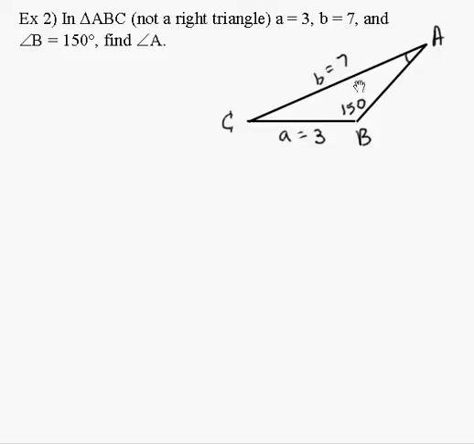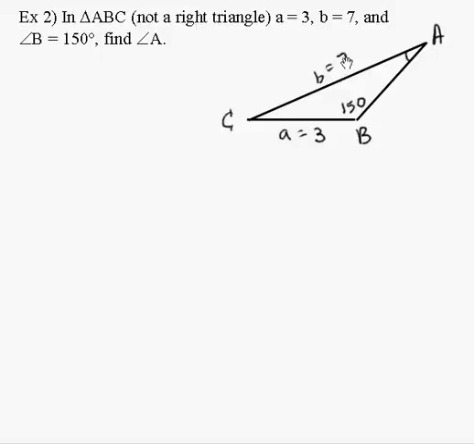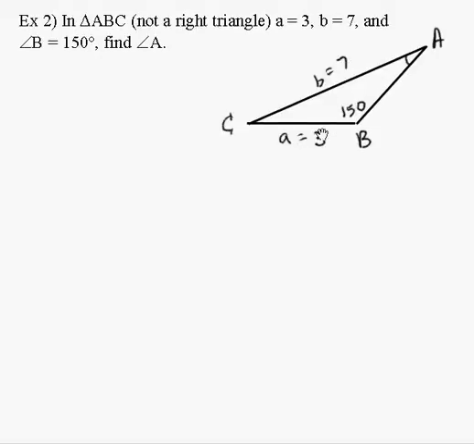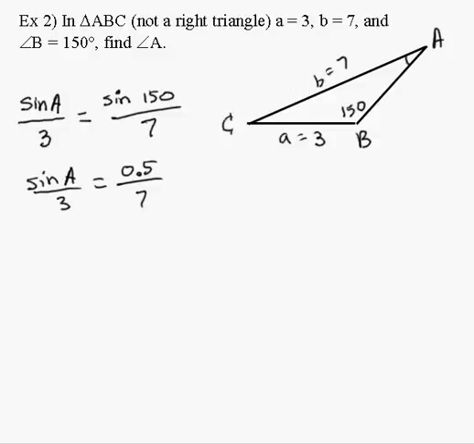So again, we know 3 out of the 4 pieces of information, and you always need to have at least an angle and the side opposite you know, and then you can either find the side or the angle that are opposite each other. So let's set this up as the sine of angle A, which we don't know, over side A, which is 3, is the sine of angle B, which is 150, over side B, which is 7.